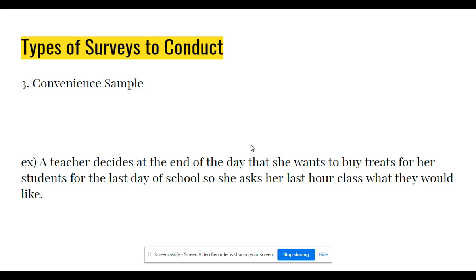Okay, convenience sample. An example of this is a teacher decides at the end of the day that she wants to buy treats for her students for the last day of school. So she asks her last hour class what they would like. So the teacher wants to buy for the whole class, but she just asked her last hour because that's whenever she remembers that she wants to do that and wants to get their input. It's convenient to ask the last hour because that's who's in her room. So give me some pros on that, and then give me some cons.